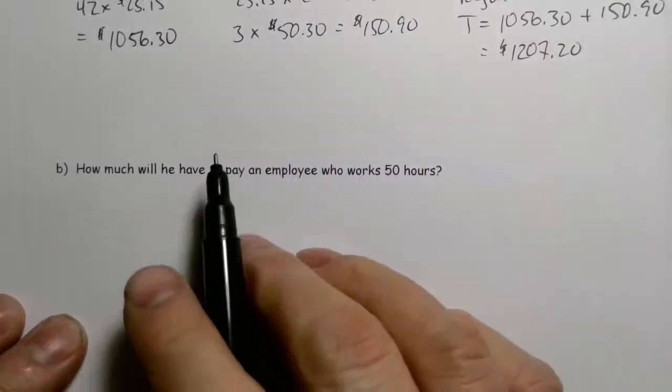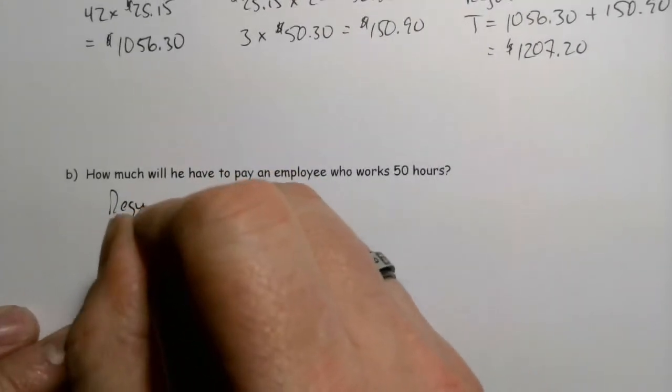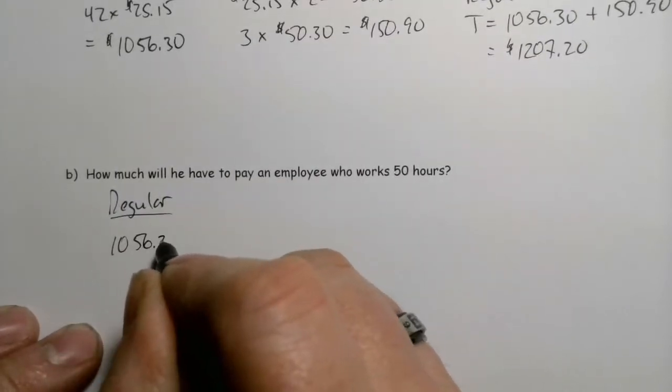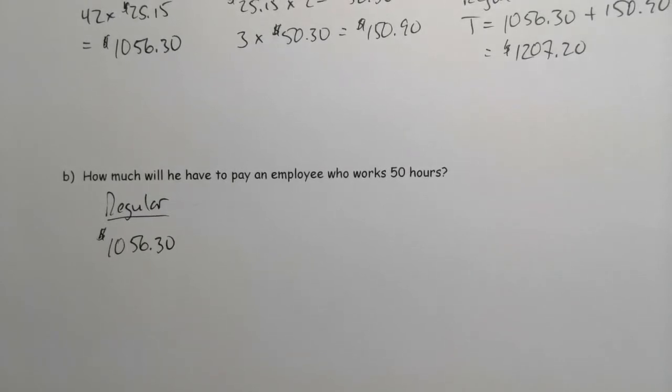What if the employee works 50 hours? Well, first of all, we've got to look at their regular pay, but we already know what their regular pay is going to be. It's going to be $1,056.30. We've already made that calculation here.